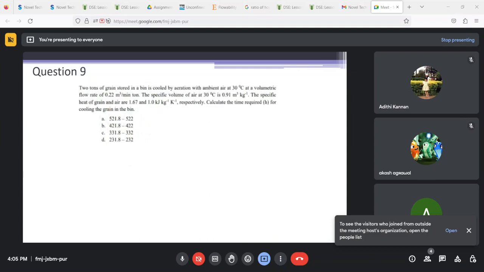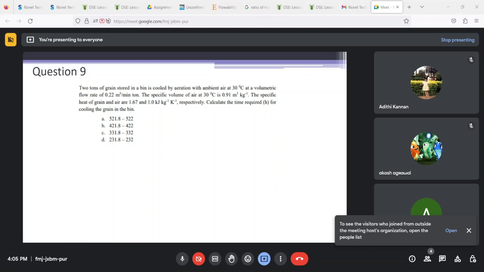Moving to question 9. 2 tons of grain stored in a bin is cooled by aeration with ambient air at 30 degrees Celsius and at a volumetric flow rate of 0.22 meter cube per minute. So kindly ignore this ton. The specific volume of air at 30 degrees Celsius is 0.91 meter cube per kg. The specific heat of grain and air are 1.67 and 1 kilojoule per kg Kelvin respectively. Calculate the time required for cooling the grain in the bin.